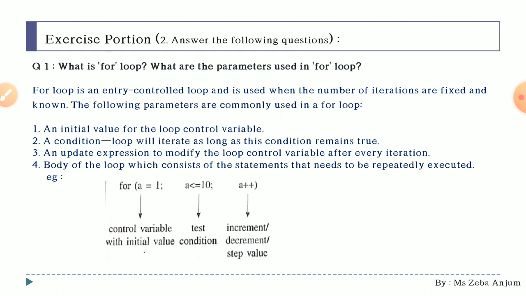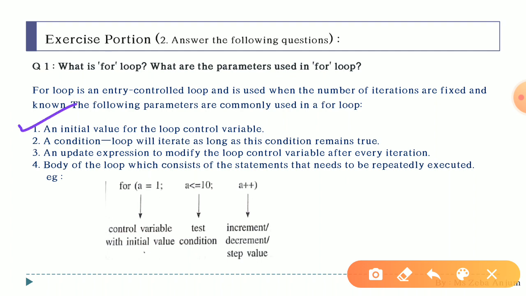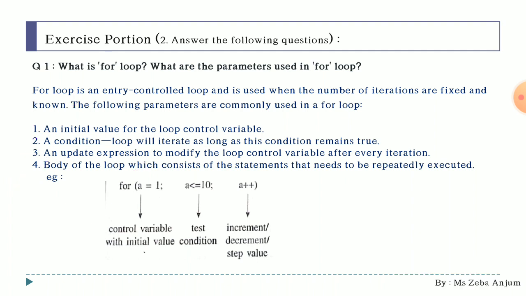Now for the definition, a for loop is an entry control loop and is used when the number of iterations is fixed and known. The following parameters are commonly used in a for loop. These are the four parameters. Firstly, your initial condition. The second one, your test condition. The third one, your updation portion. And the fourth one is the body of the loop. So you have to include all the four points in your answer, and it is better if you give one example. This is for the first answer.